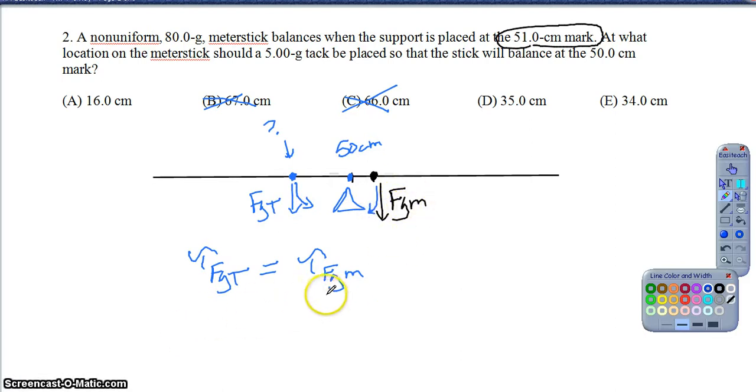And again, as soon as I set that one up, hopefully this is pretty easy. So the torque for the tack, well, it's just a 5-gram tack, so it'd be 0.005 times 9.8 times the acceleration due to gravity times the radius, which we don't know, right? The distance, which we don't know. That's what we're looking for. And then for the force of gravity of the meter stick itself, for the torque of that, it would just be the force of gravity of the meter stick, so an 80 gram, so 0.08 kilogram times 9.8.